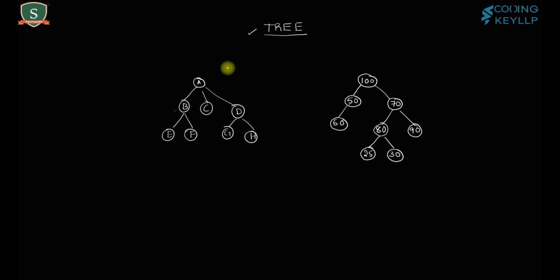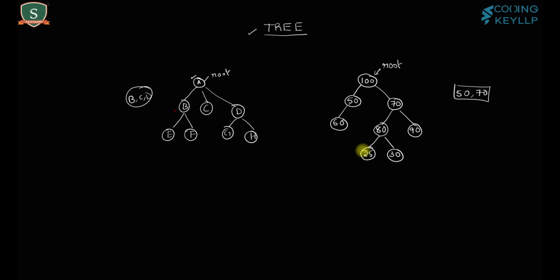A tree is a finite set of one or more nodes that shows a parent-child relationship such that there is a special node called root. Here B, C and D are the subtrees of A. The first node at the top of the tree is called root. Two or more nodes having the same parent are siblings. For example, 50 and 70 are siblings.